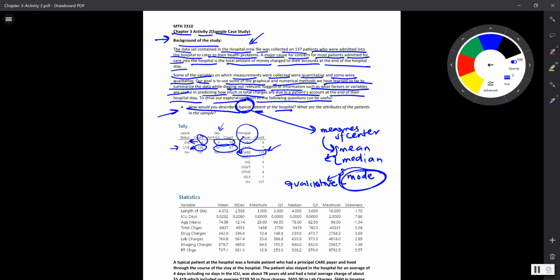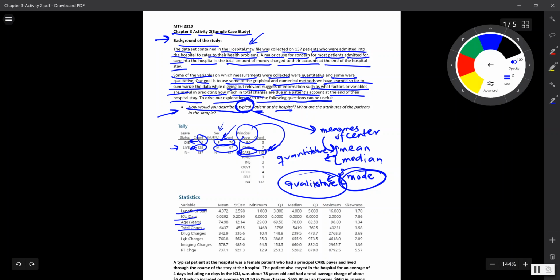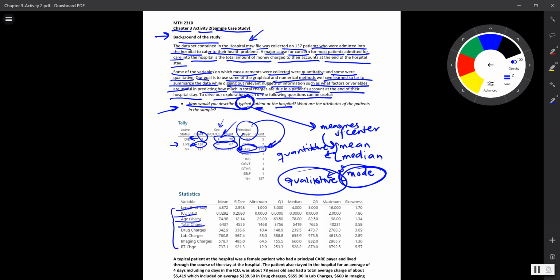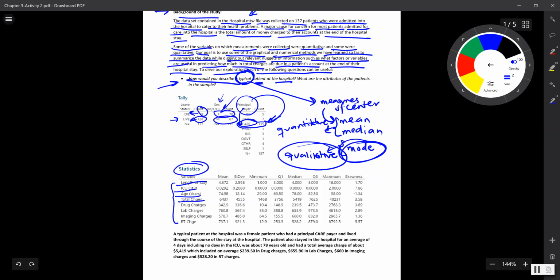And a typical patient was a female, and a typical patient had a principal care payer. So now that we're done with the qualitative variables, we would like to go to the quantitative variables. In this case, the quantitative variables are length of stay, ICU, age, total charges, and all of these fun variables. So let's generate the statistics for them.